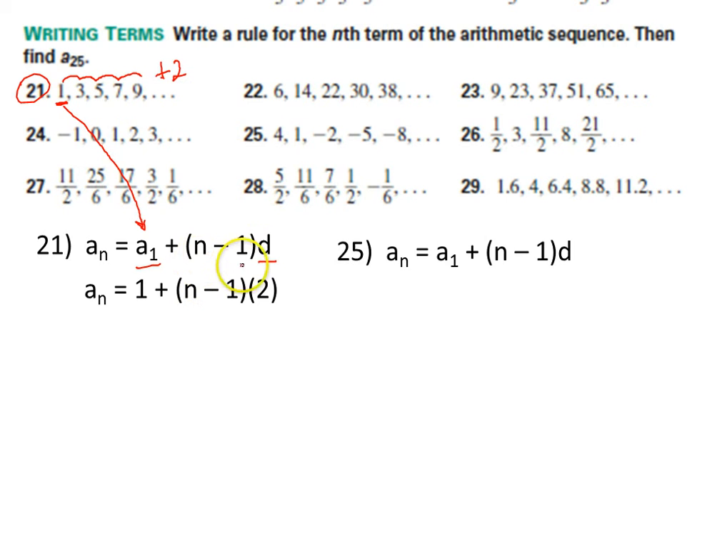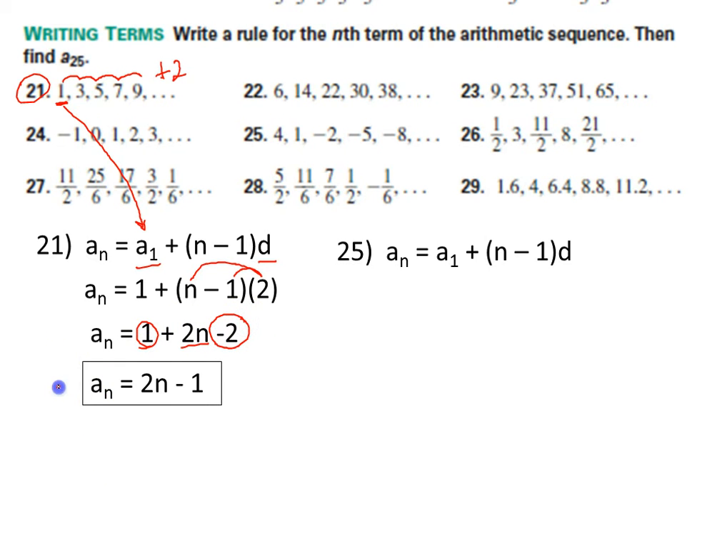Plug them in and solve. 2 times n is 2n. 2 times negative 1 is negative 2. So what's our equation? We have 2n, and then we have 1 and negative 2. So our equation is a sub n equals 2n minus 1.